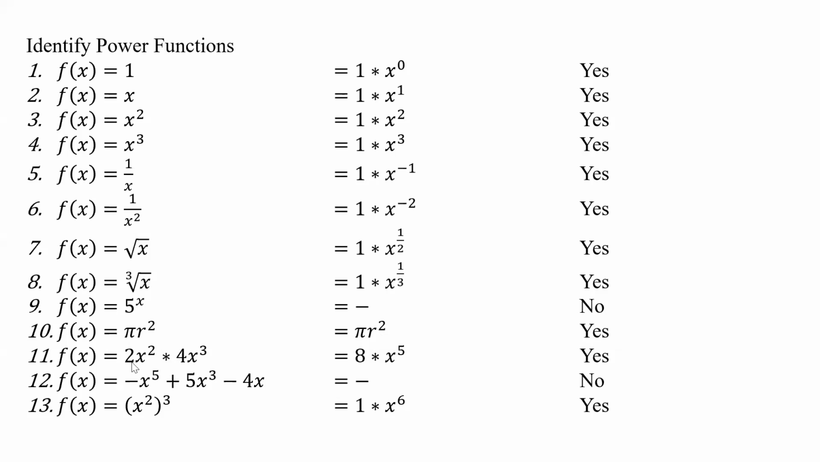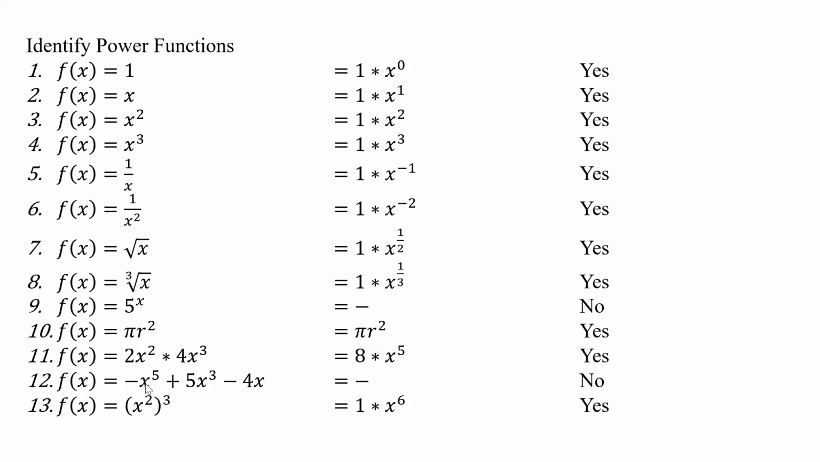Now this one, we have two terms basically multiplied together. Well, as they are, that doesn't look like a power function, but if you actually multiply them, 2 times 4 gives us 8, and then x squared times x cubed is going to give us x to the 5th. And so now we have k times a variable raised to some fixed power, and so that is a power function. So sometimes you have to simplify to be able to see the power function, and then you can see it a lot easier that way.